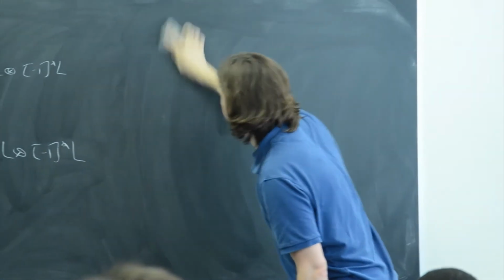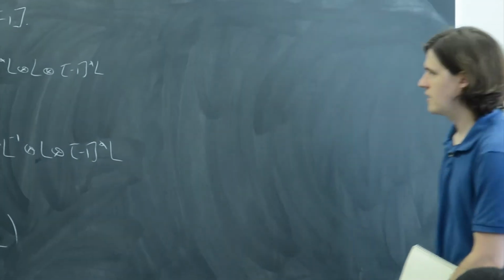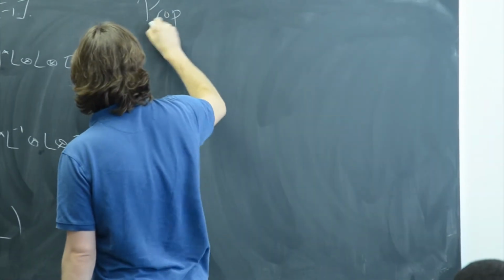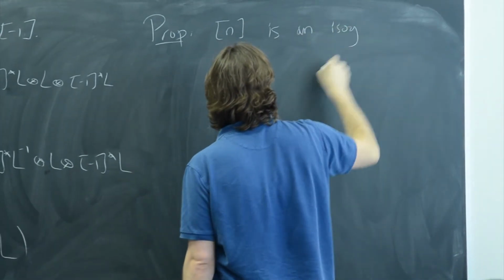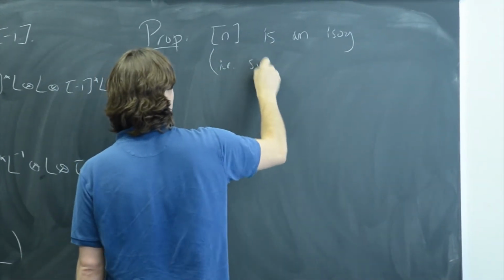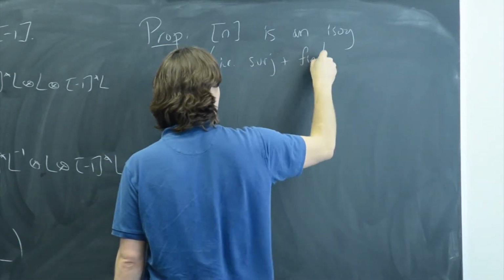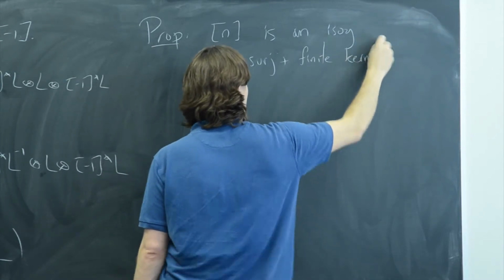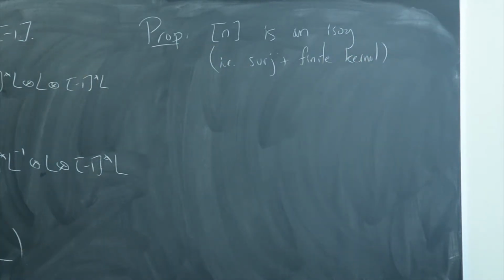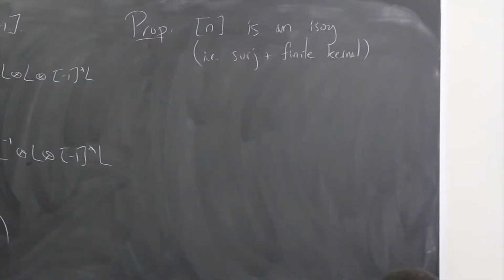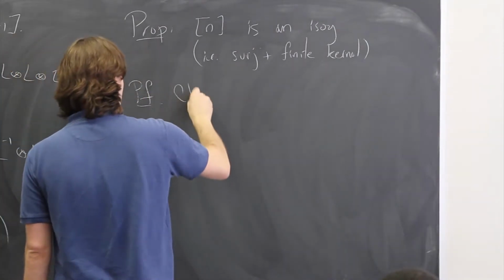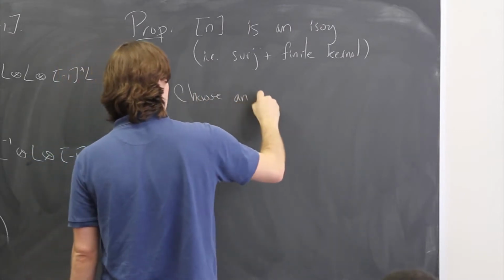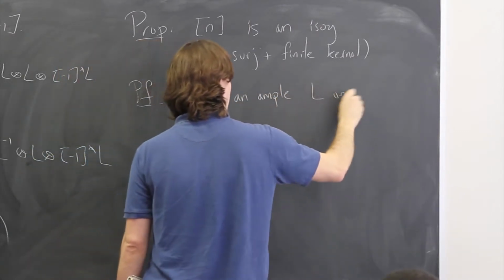Okay, so finally we can use this to actually say something much more concrete. We can use this to conclude that multiplication by n is an isogeny. And remember, that means it's surjective and has finite kernel. So the first step in the proof is to choose an ample bundle L on our abelian variety A.